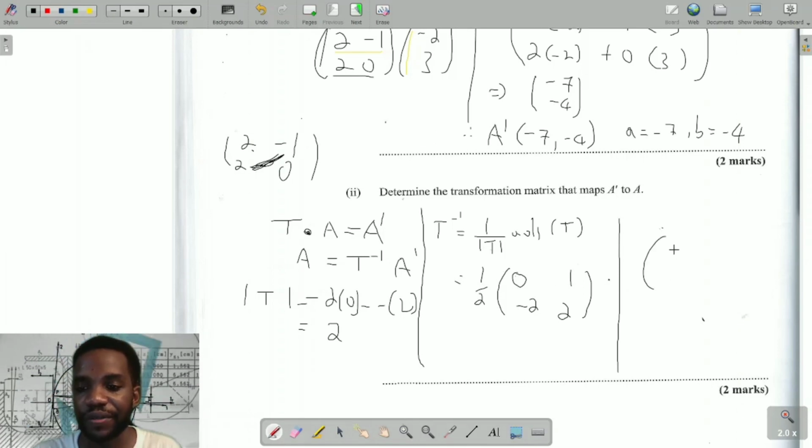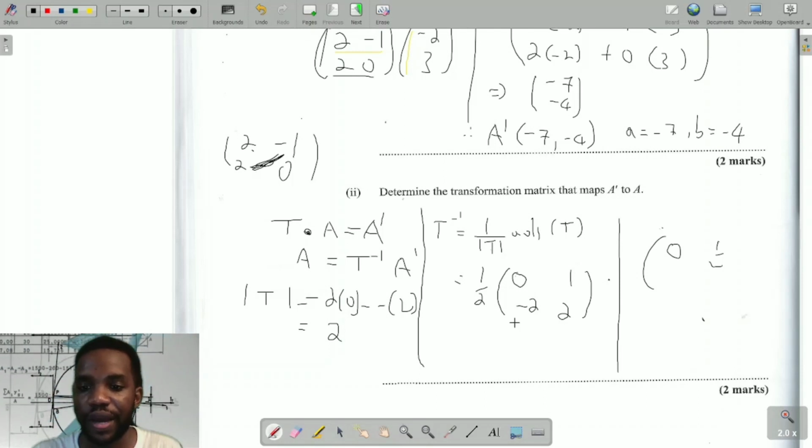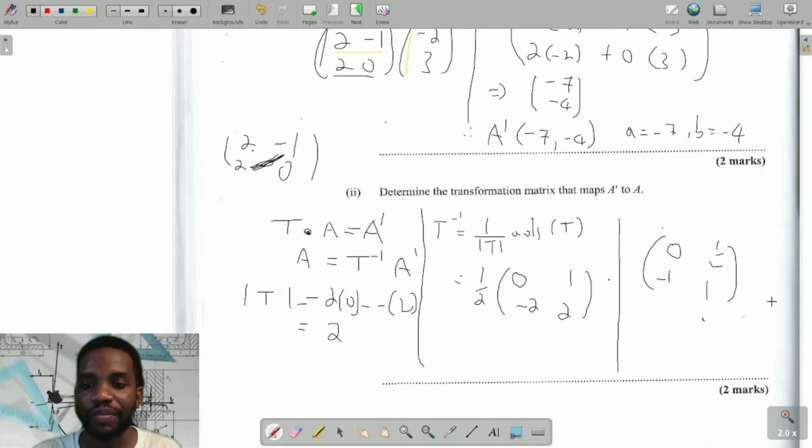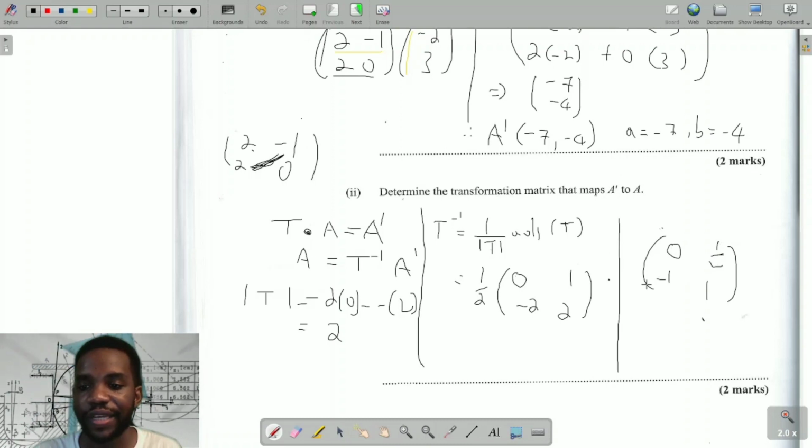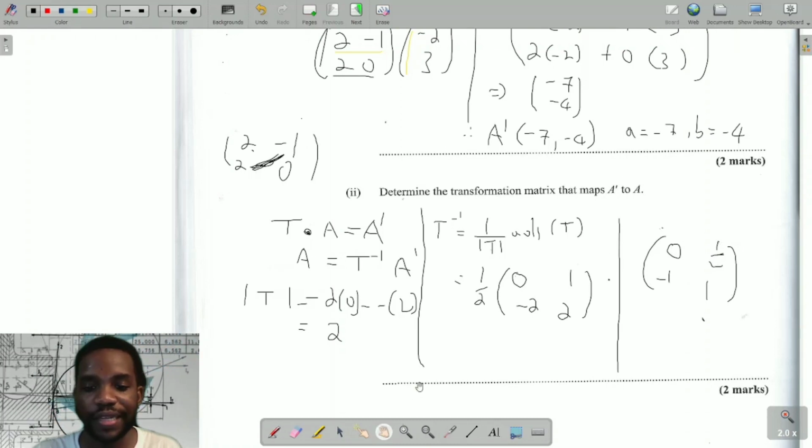A half of 0 is 0. A half of 1 is a half. A half of -2 is -1. And a half of 2 is 1. So this would be my transformational matrix right here: 0, half, -1, 1. And that would be the end of that question.